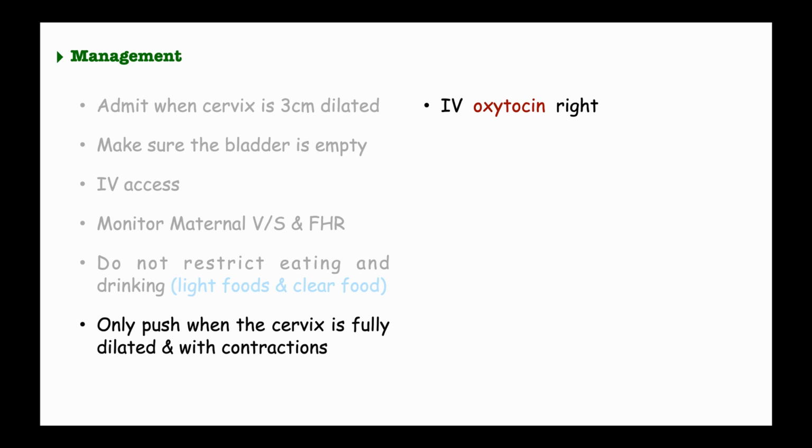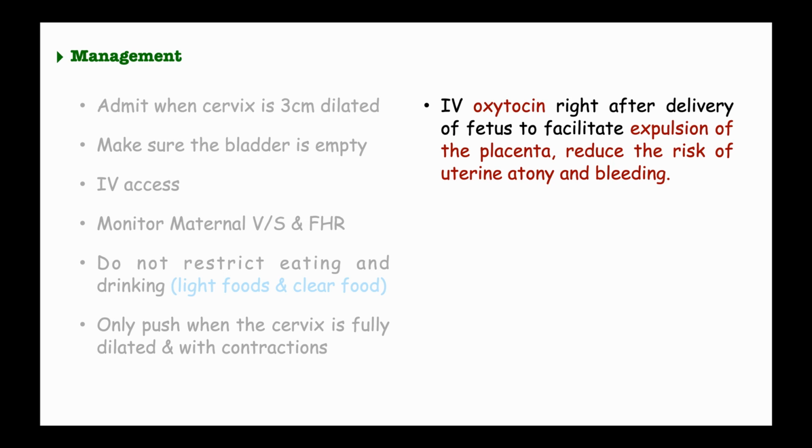Now, the next thing that we need to do as part of our management is to give IV oxytocin immediately the baby is delivered. And we do this because it will help with the expulsion of the placenta. The oxytocin is going to cause contractions of the uterus.